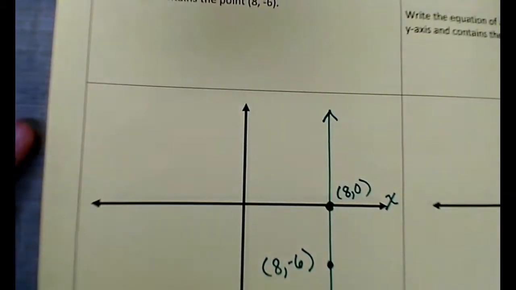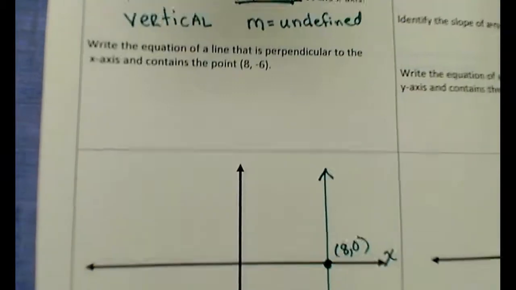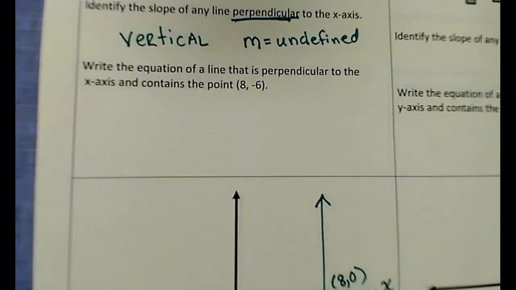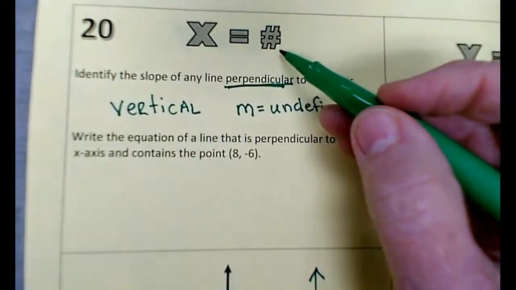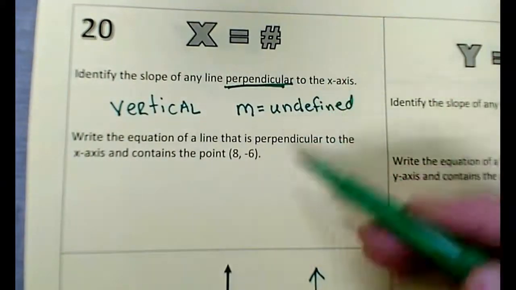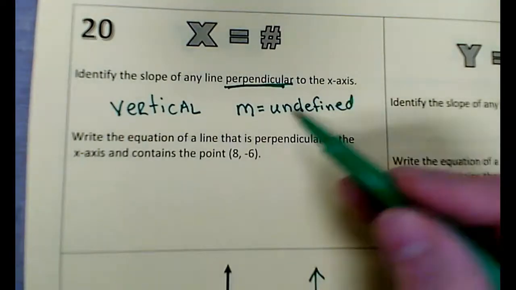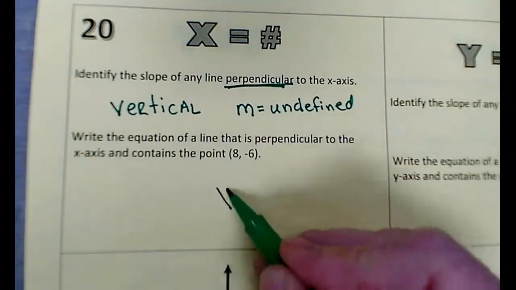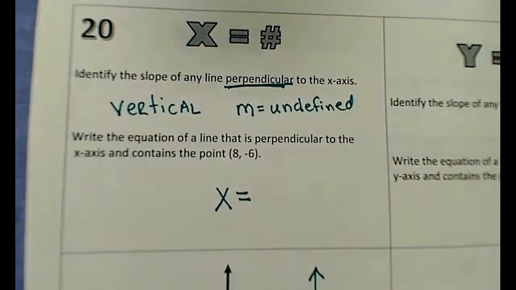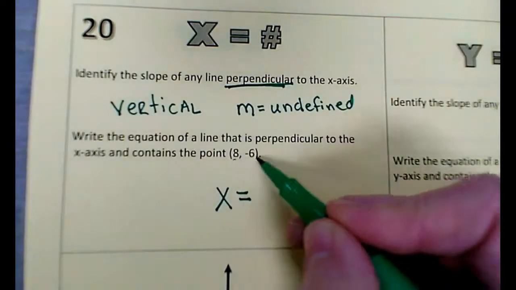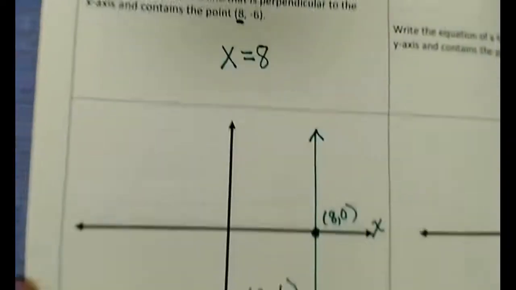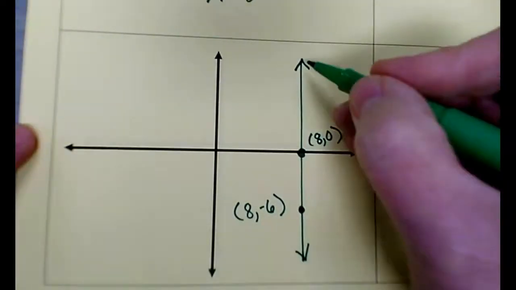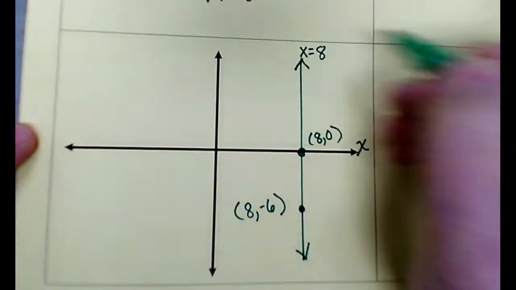It has a slope of undefined, so it cannot be put in the y = mx + b form. That's what this part up here is telling you. If it is perpendicular to the x-axis, if the slope is undefined, it's going to have an equation of the form x = a number. Which one of these numbers are x numbers? This line down here is the line x = 8.